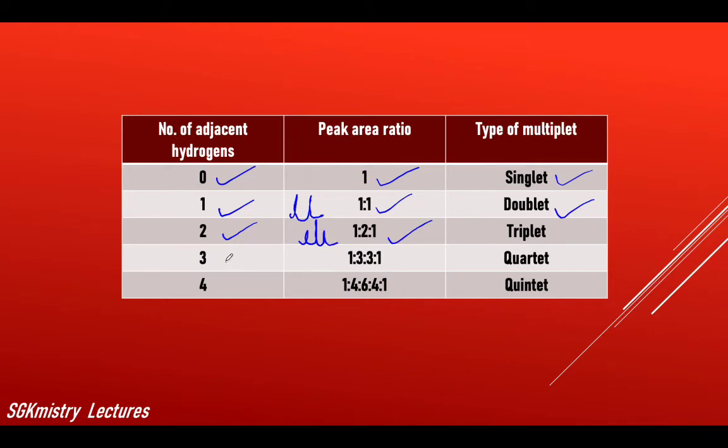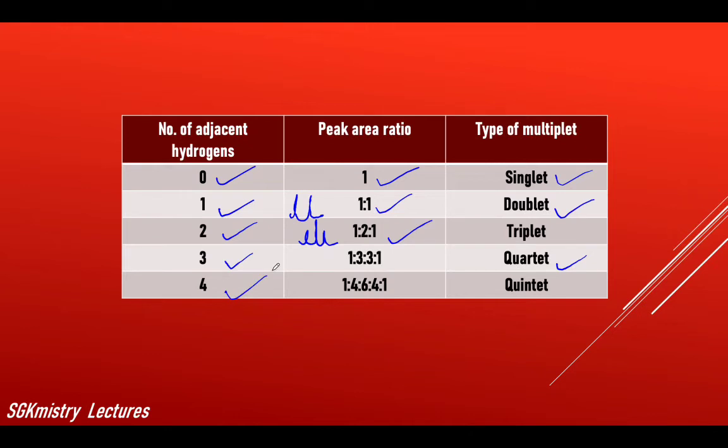1:2:1. Next, if the number of adjacent hydrogens is 3, then it will split into 4 signals, that is called a quartet, and the intensity is 1:3:3:1. That is, the first number keep it as such, the second number 1 plus 2, that is 3, again 2 plus 1, 3, and the last number keep it as such.